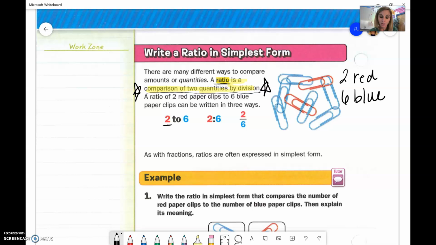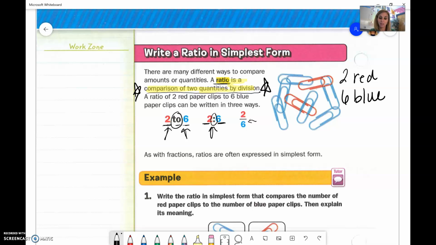For example, 2 to 6, which means there are 2 red and 6 blue paper clips. Okay? Over here, you can write it with the word "to," or you can write it with a colon. So 2 red paper clips to 6 blue paper clips by using a colon. Or my favorite, probably because I'm a math person, and this really goes well with the definition: it is a comparison of 2 quantities by division.